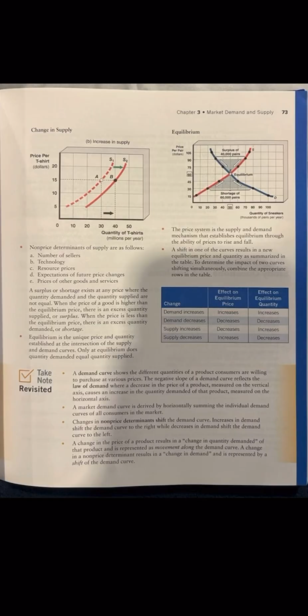Non-price determinants of suppliers are as follows: A. Number of sellers, B. Technology, C. Resource prices, D. Expectations of future prices, E. Prices of other goods and services.